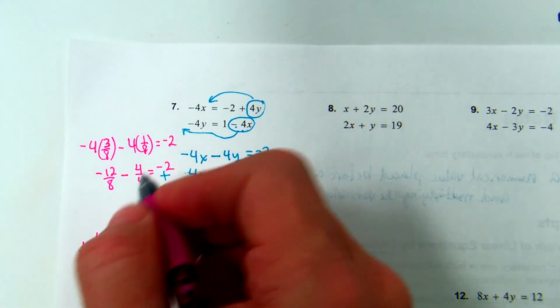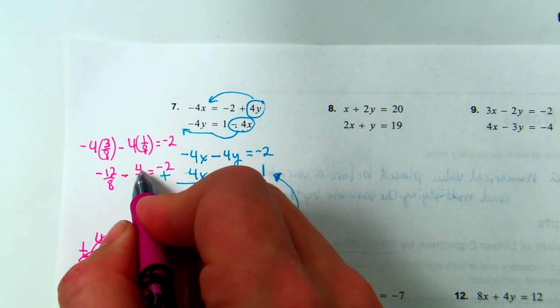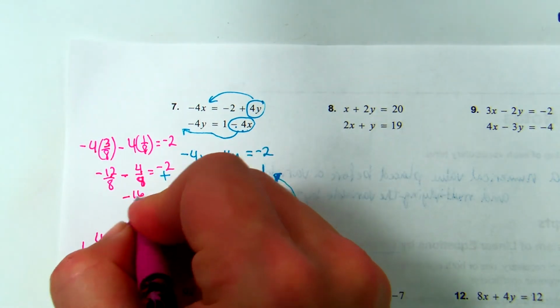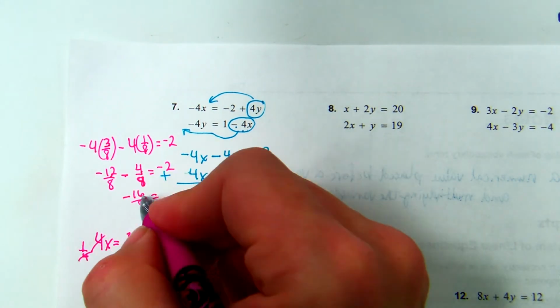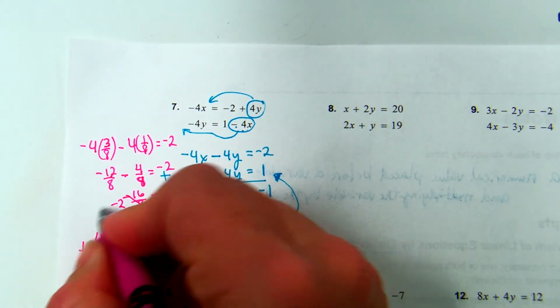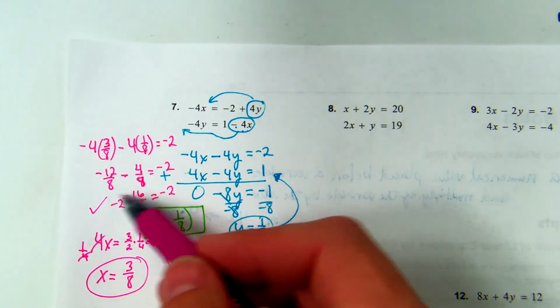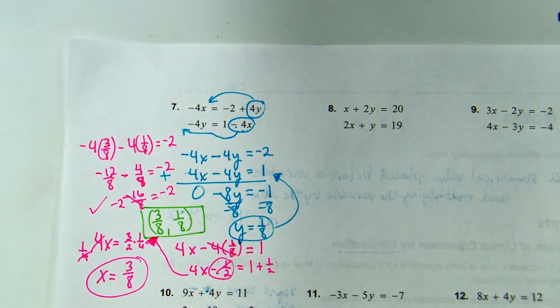Well, that should be 8. -12 and -4 make -16 over 8. And when we divide -16 over 8, it does equal -2. So it checks out, so that is correct. It's 3 over 8, comma 1 over 8 for the solution to this system of equations. Again, if you did this with a calculator, it's going to be a lot easier to check because you can put it in decimal form, or you can just have the calculator do the calculations for you.